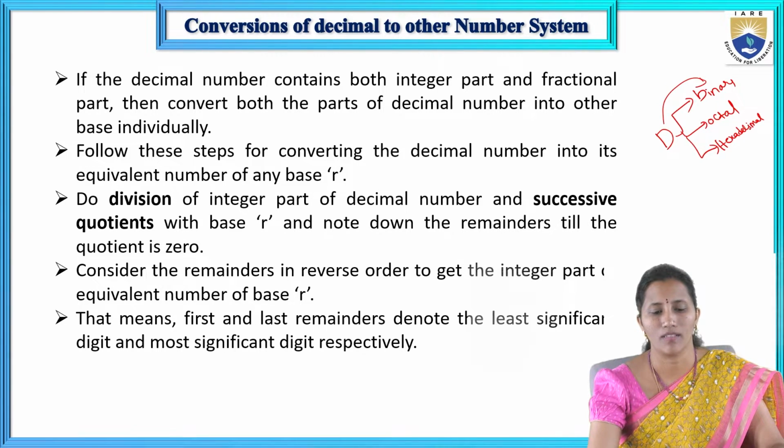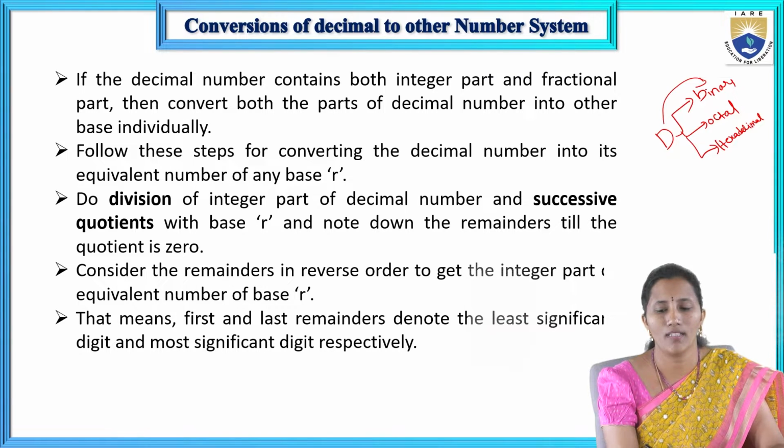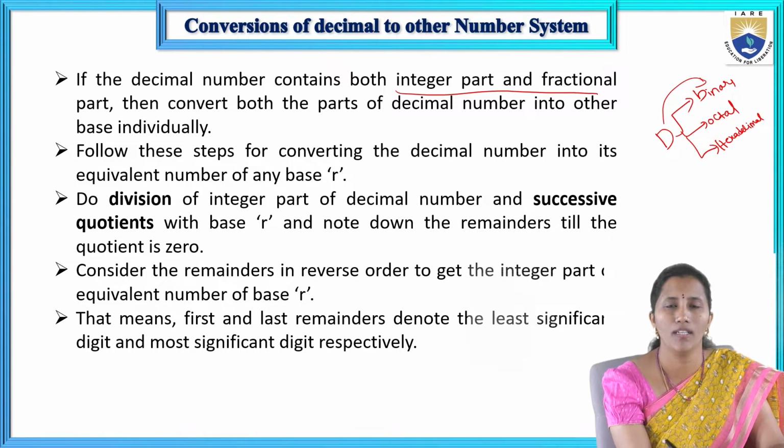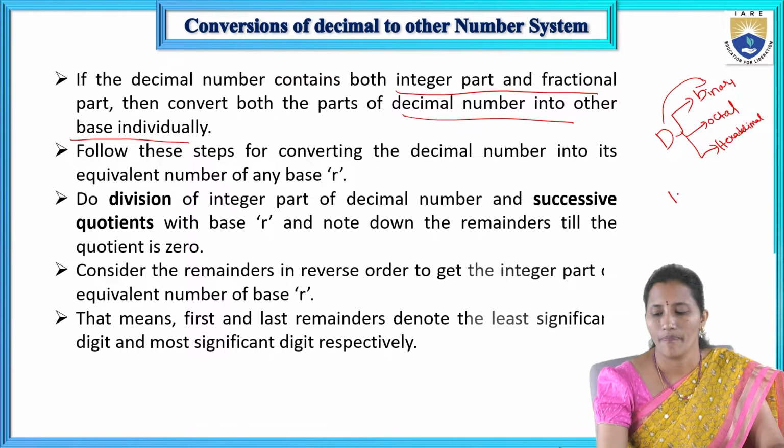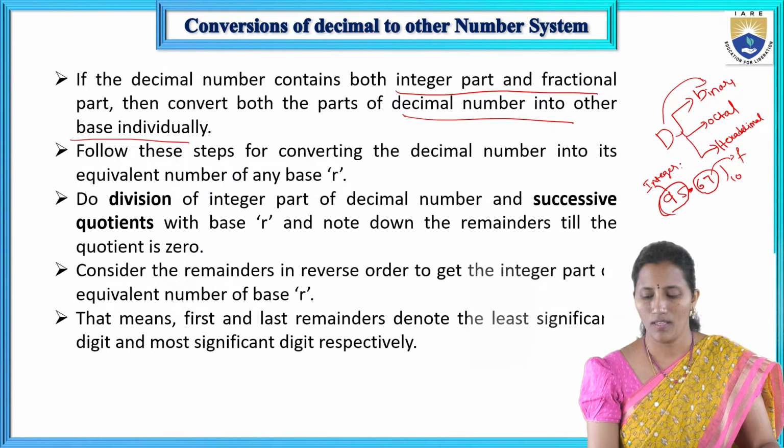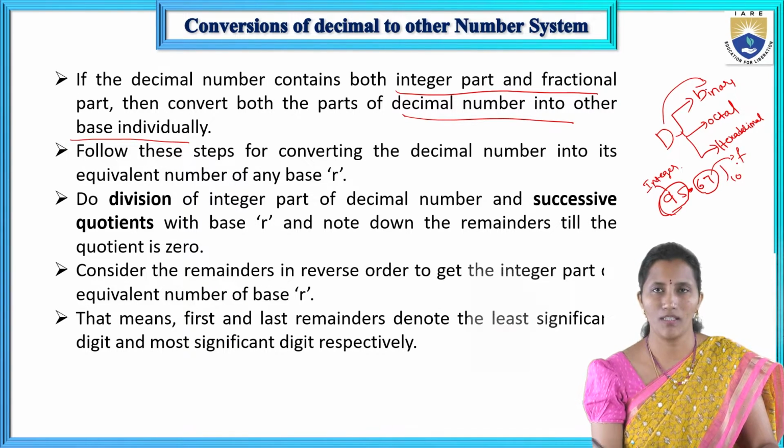So here, if the decimal number contains both an integer part and a fractional part, then convert both parts of the decimal number into other bases individually. Suppose the decimal number is 95.67. This 95 is the integer part and 67 is the fractional part. We have to convert the integer part and fractional part individually by this procedure.